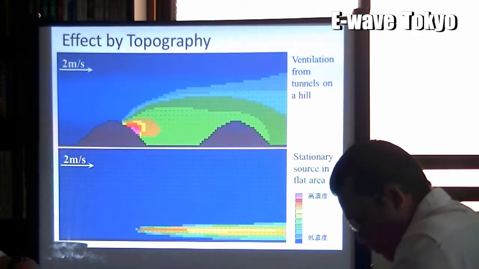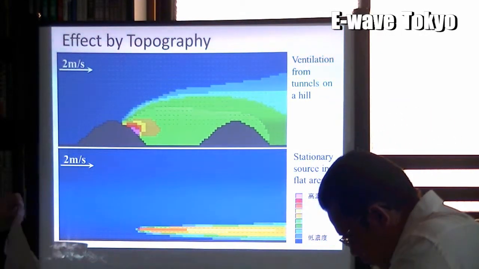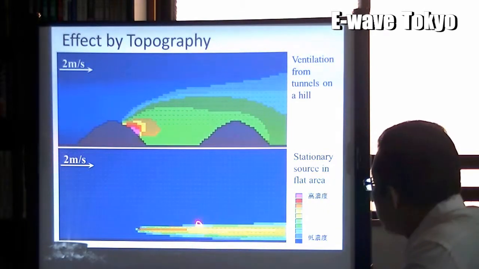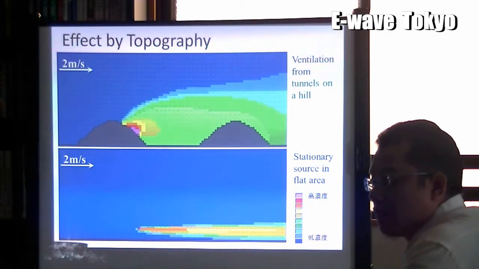So Shibuya's one is all the... Yes, and there are many buildings in Shibuya area, so the Shibuya area is not like this. Oh, really?